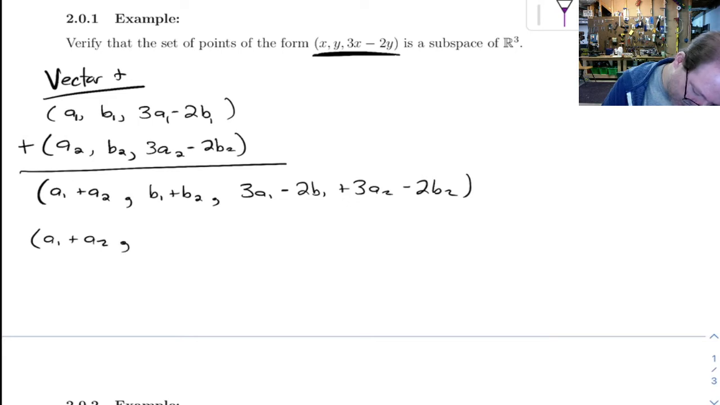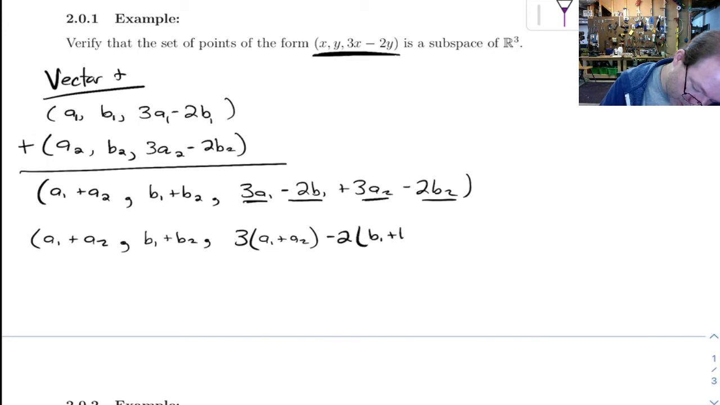I'm going to recopy it. And let's see, I can rearrange this into 3 times a1 plus a2, and then minus 2 times b1 plus b2. So this does have the correct form. What we've got here is 3 times the first minus 2 times the second. So this is closed.